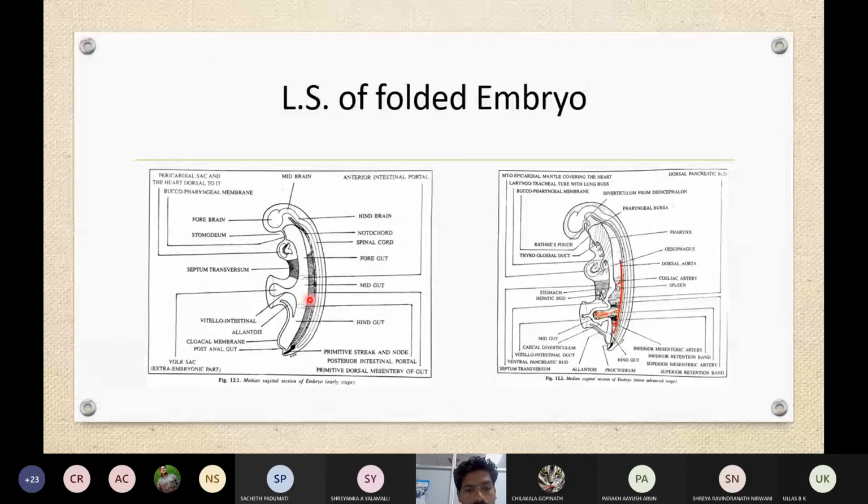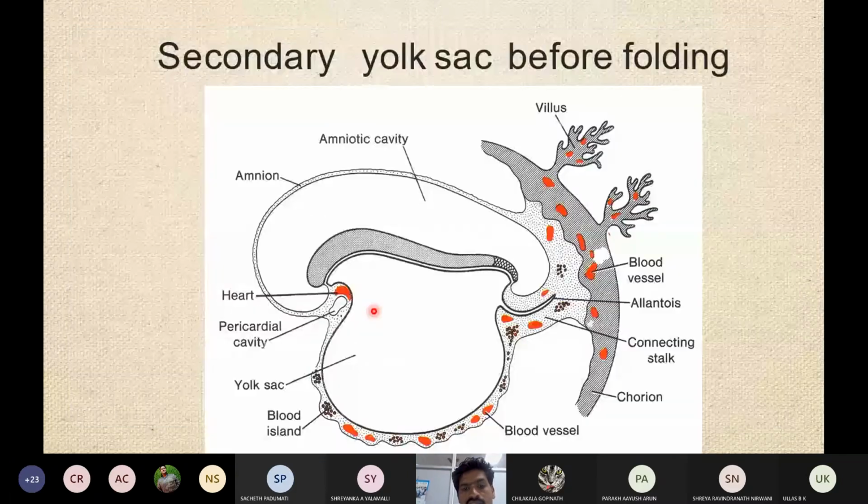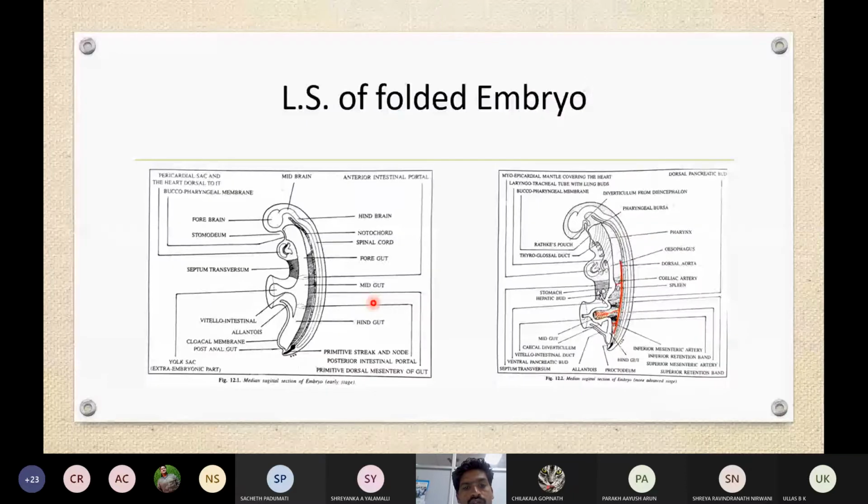You can see the notochord and primitive streak. If you see the dark colored structure here, this is the primitive streak, and further the notochord is visible here. So from the notochord towards the yolk sac, this was the yolk sac cavity. In the previous diagram, this was the yolk sac. Now the folding has occurred and this cavity is reduced into a small tubular structure. You are seeing the same tubular structure of the yolk sac in this diagram now.